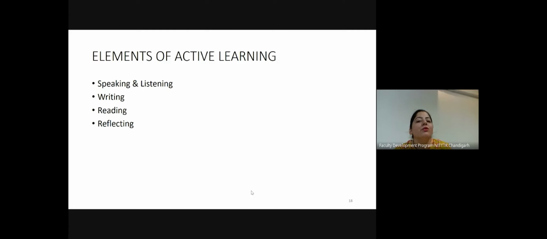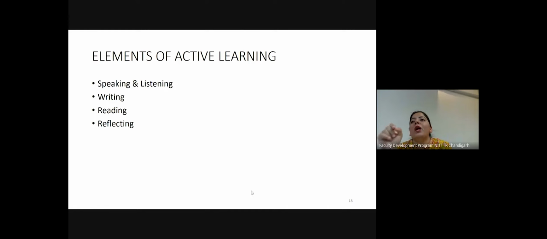So when we are using different teaching methods or approaches, the 4 skills of communication come into the picture, that is speaking, listening, reading, and writing. And the most important part is reflection. I would say here in primary education or at school level, the teachers are putting more effort into the development of students as compared to higher education.